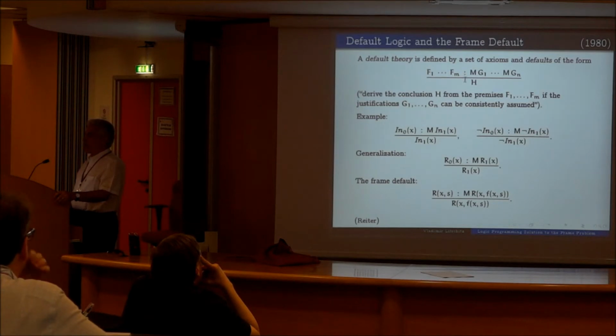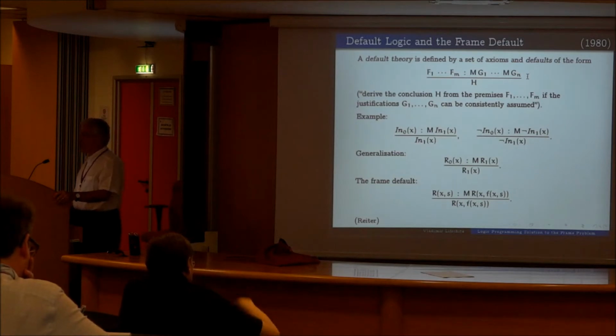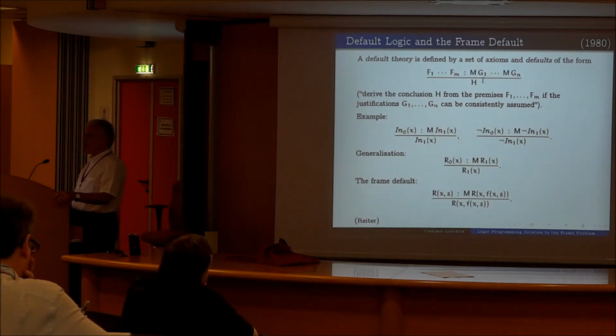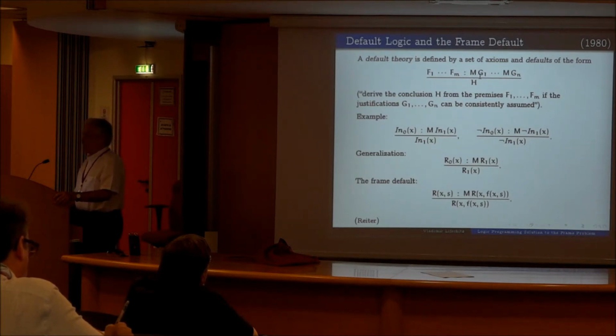F1 through Fm are first-order formulas, premises, from which H can be derived. And what we have after this colon, that's really what makes this a default rather than just an inference rule. We have also a list of first-order formulas G1 through Gn. Each of them in Reiter's paper is prefixed by the symbol M, which is like a model operator. And what these justifications tell us is that we are allowed to derive H from F1 through Fm only under the assumption that these justifications, G1 through Gn, can be consistently assumed.